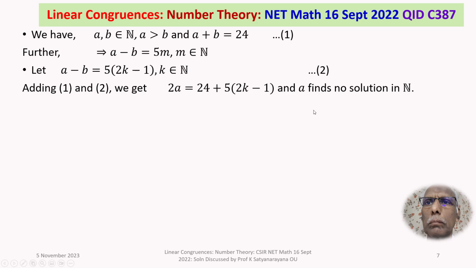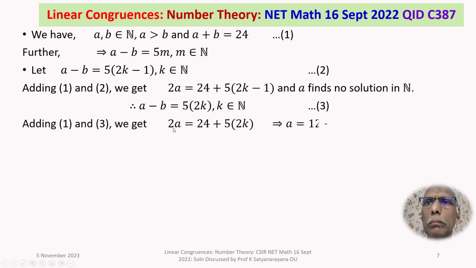So we consider A minus B is equal to 5 times 2k, even. The odd one is discarded. Now call it equation 3, and adding 1 and 3, we get 2a is equal to 24 plus 5 times 2k. So 2 divides 12, 2 divides 2k also. Therefore a is equal to 12 plus 5k.